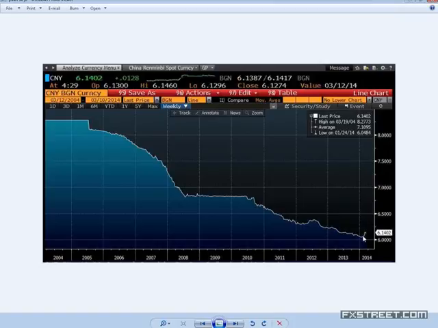Knowing that the Chinese, in their history, use the yuan as an economic tool for their economy. They have an export-driven economy. A weaker yuan helps their exports. So you have a pretty substantial move, and remember, planned, done by the Chinese central bank. Okay.